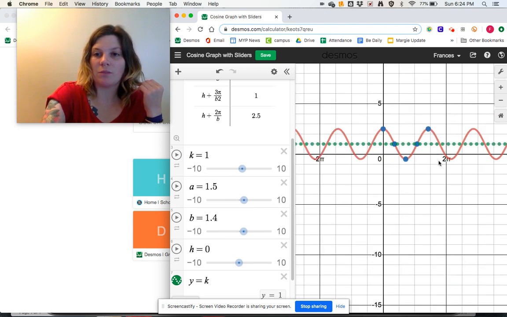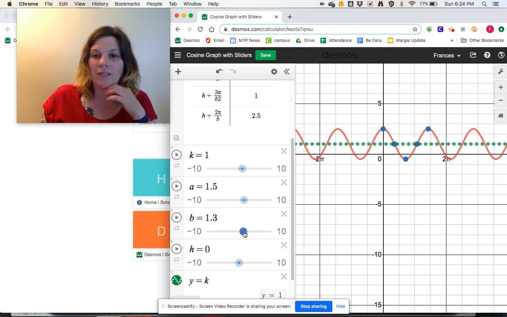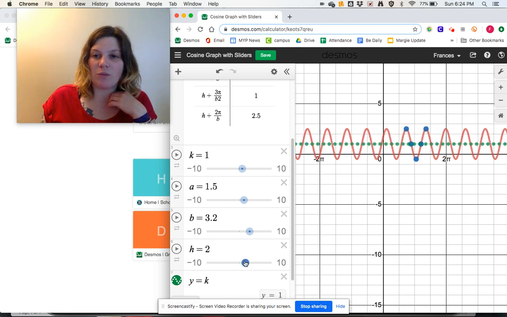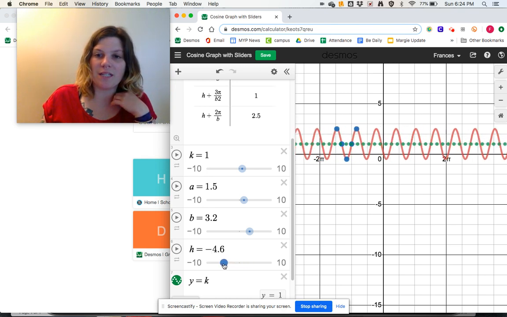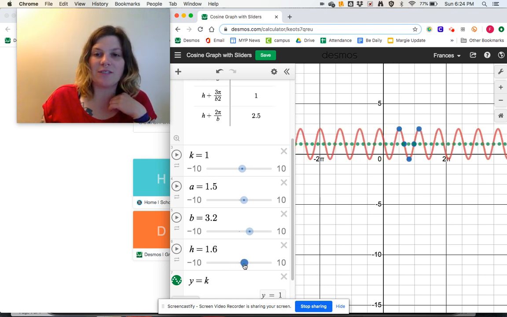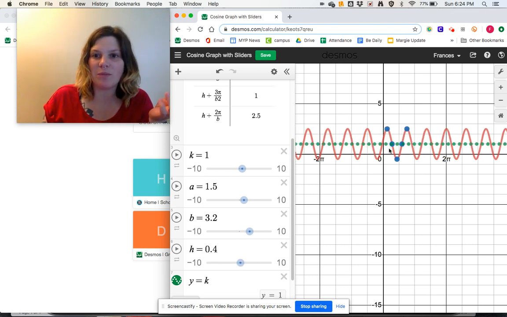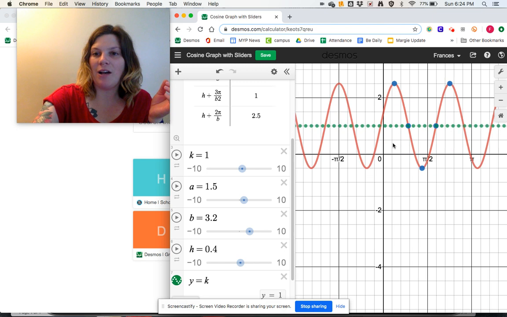The B value makes the period either longer or shorter. And I can zoom out a little bit to see that a little more clearly. So if B is less than 1, your cycle gets bigger. If it's more than 1, then your cycle gets shorter. And then your H value makes it either move to the left or the right, depending on if we are negative or positive for our H value. So exactly the same as what we've seen before.